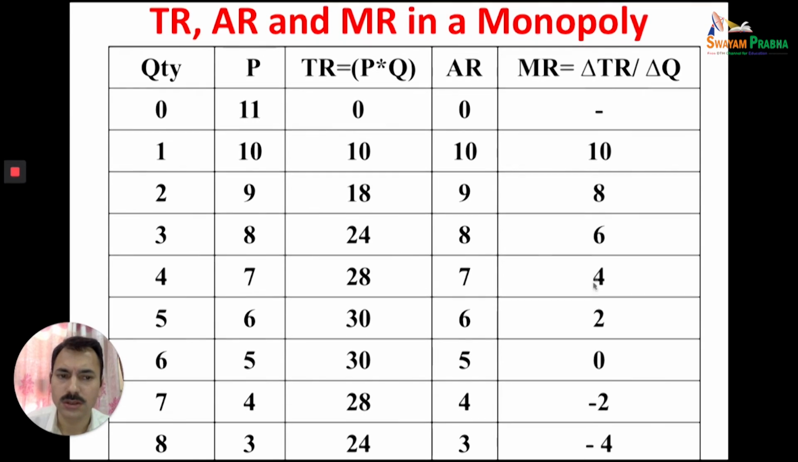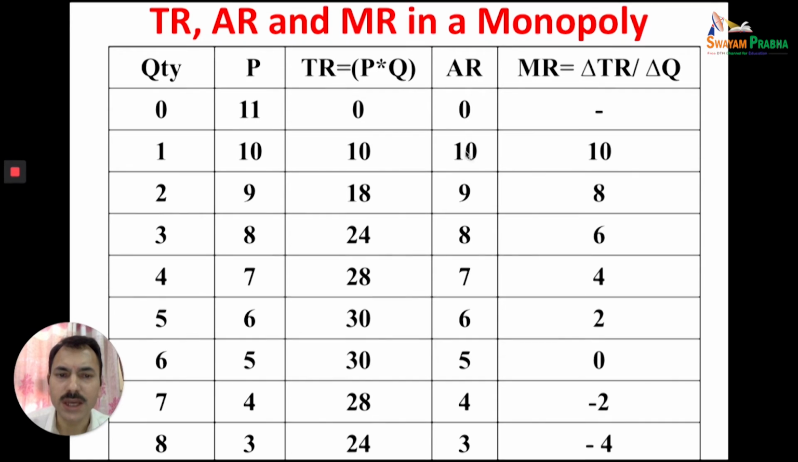Here the point to be noted is that in the initial stages the marginal revenue is higher, and as quantity increases, the marginal revenue starts decreasing. It may become 0 and then start becoming negative. Average revenue is 10, 9, 8, 7, 6, 5. Average revenue is higher than marginal revenue in the case of monopoly.